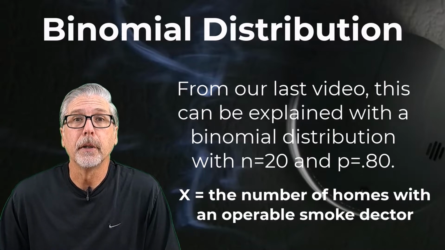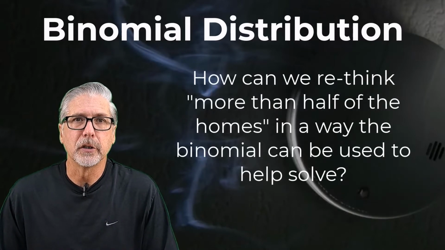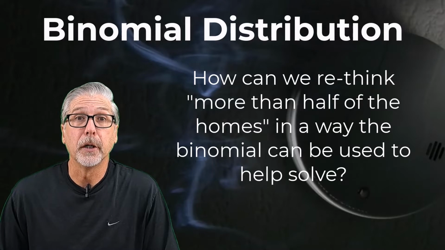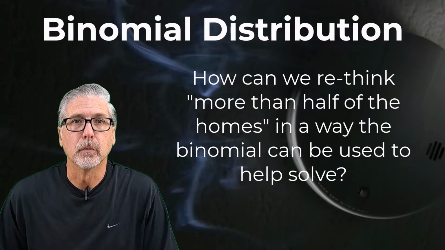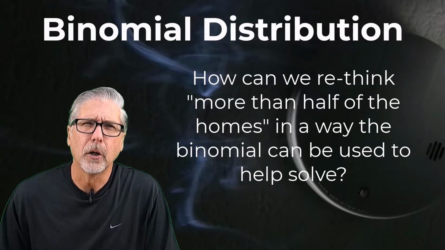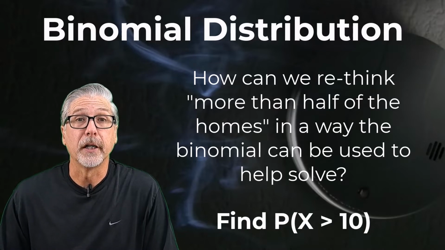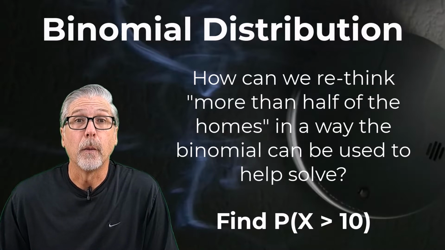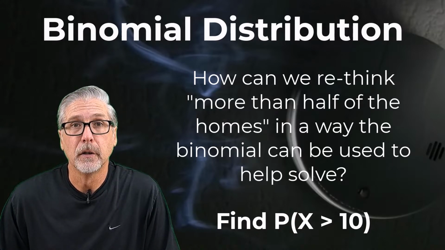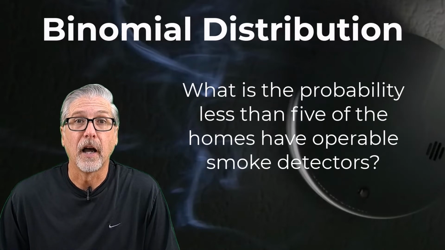The second step is trying to figure out how to write what they're asked to find using some symbols that the binomial distribution can be applied to. So how do I rethink about more than half of the homes? Well, in a sample of 20 homes, what's more than half? Half of 20 is 10. What's more than 10? We're going to write that probability as the probability X is greater than 10. And then we're going to solve that probability using some tools I'm going to show you about in my next video.